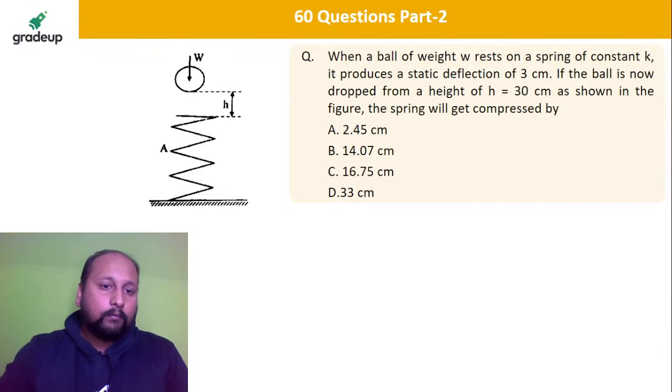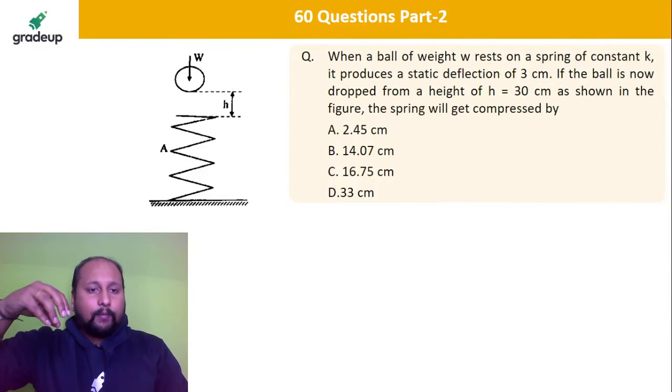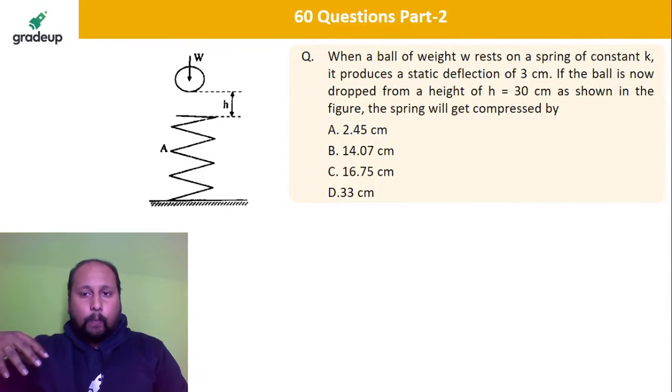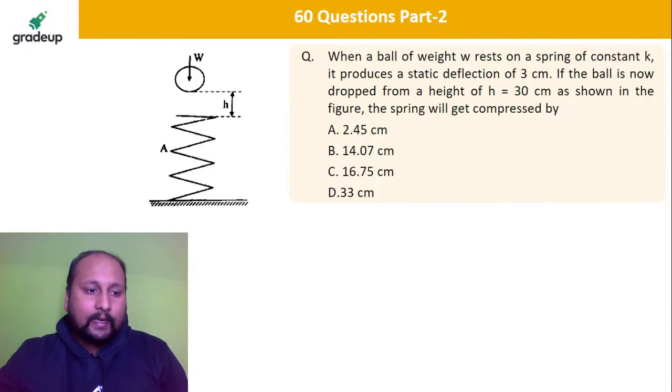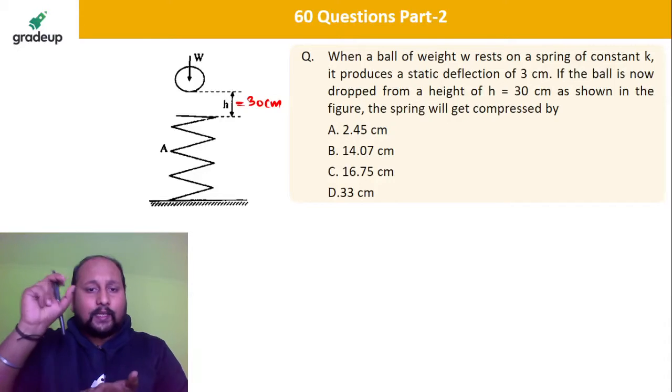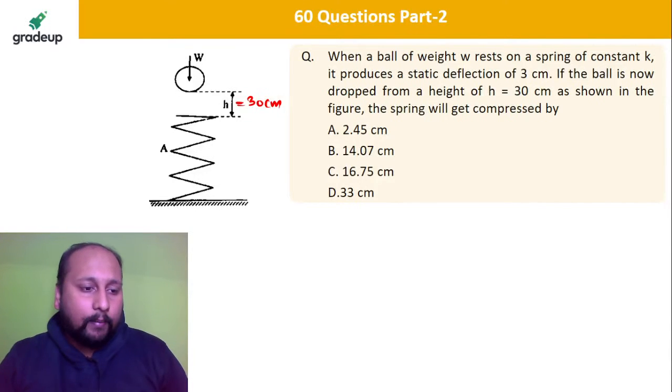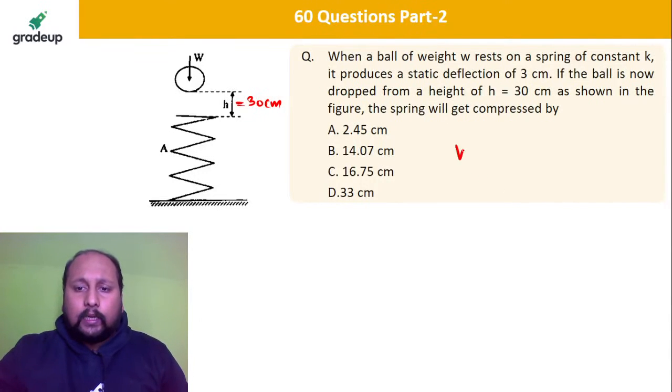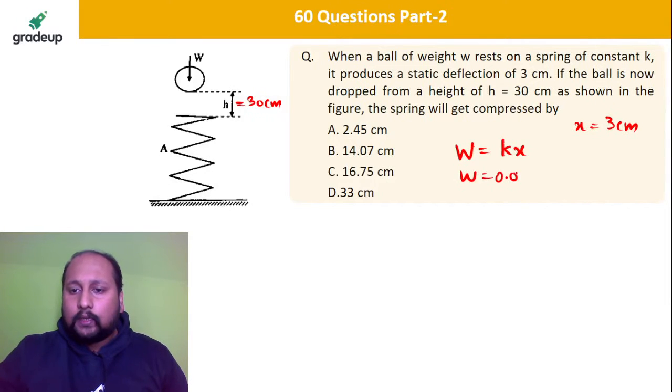Okay, so there is a ball having a weight W, it is being dropped from a height H. That height H is equal to 30 centimeter, it's already given. And if you only keep that weight on that spring, it has a static deflection of 3 centimeter. So can I say W is equal to K into X, where X is equal to 3 centimeter static deflection. So W is equal to 0.03 into K.